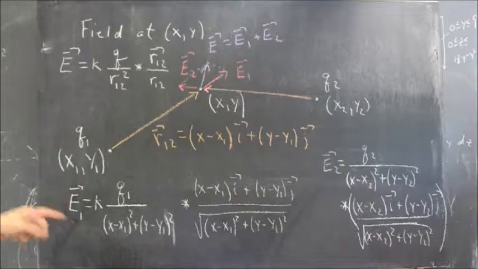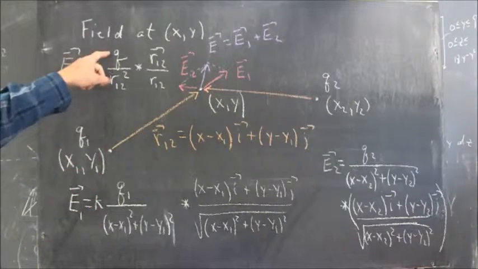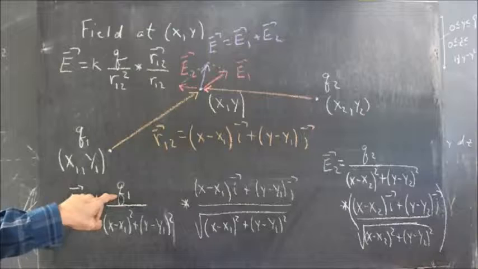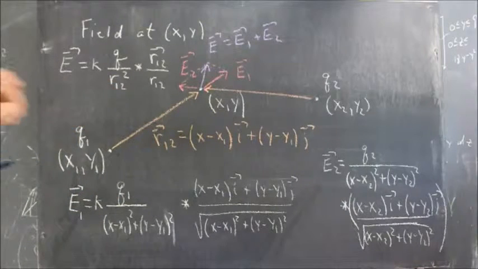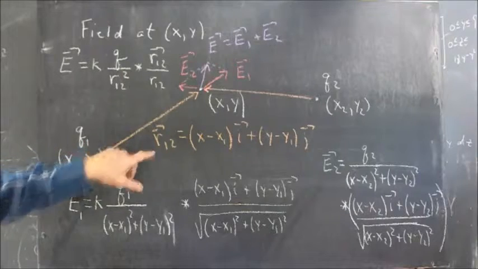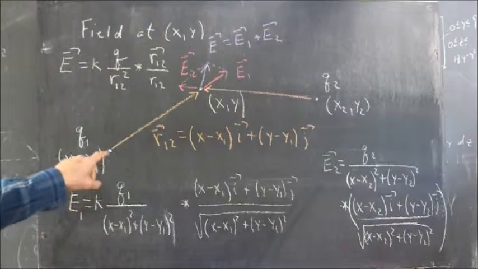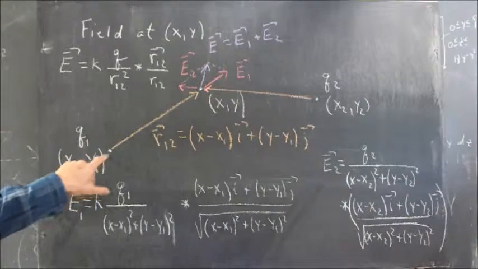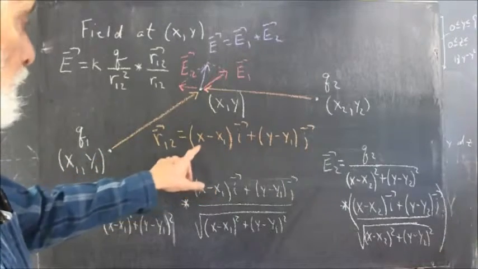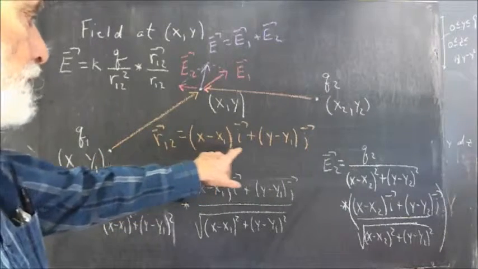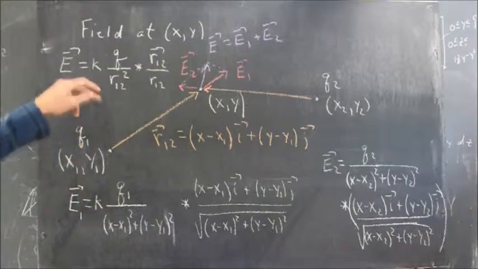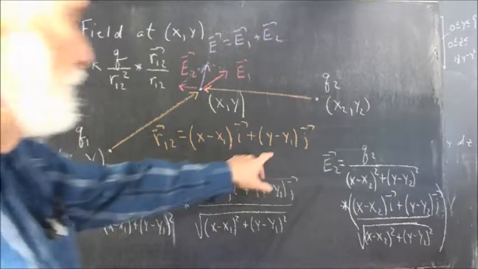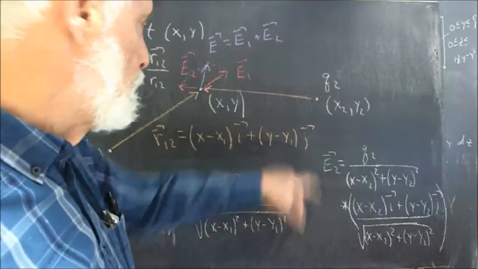So E1 is k times Q. Q in this case is the charge Q1. Okay, now we've got to look at r12. What's r12? Well, the vector r12 just goes in the x direction from x1 to position x. So you're going to have x minus x1 times i. And from y position y1 to position y, so the j component is y minus y1.